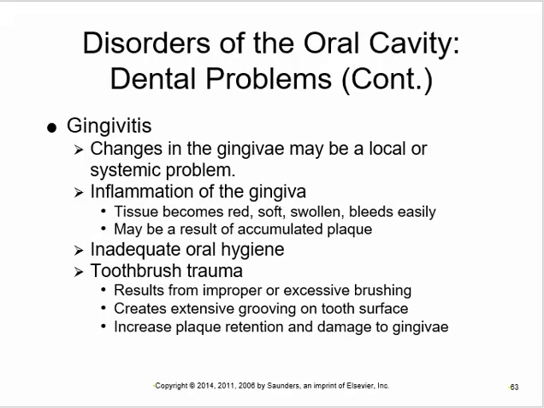Gingivitis is gum disease. It's inflammation. The tissues become red and swollen, and they bleed easily. If you are spotting blood when you brush your teeth, you probably have the beginnings of gingivitis. Accumulation of plaque at the root of the tooth or at the collar of the tooth can physically irritate the gums and cause gingivitis. It's usually got to do with inadequate oral hygiene.